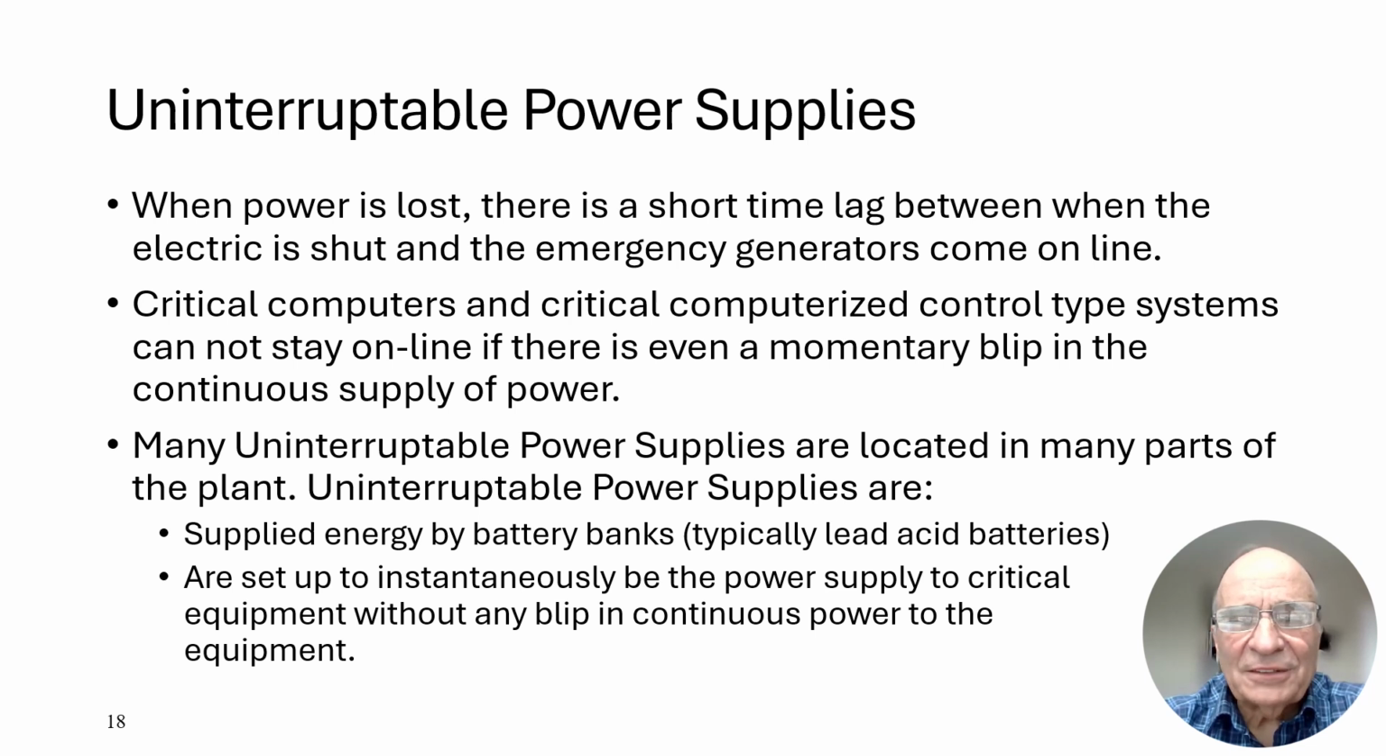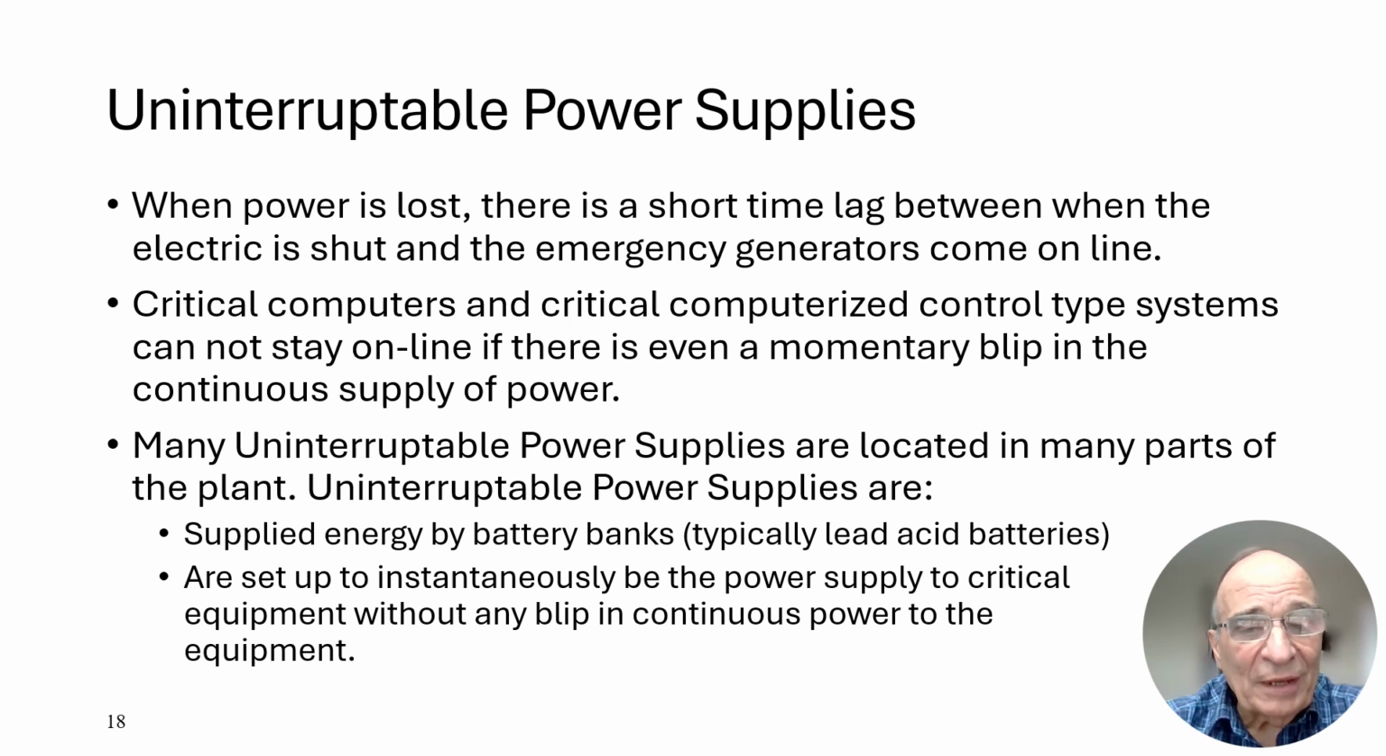Uninterruptible power supplies are critically important to the safe and reliable operation of an LNG facility. When power is lost, there is a short time lag between when the electricity is shut off and the emergency generators come online. Critical computers and critical computerized control type systems cannot stay online if there is a momentary blip in the continuous supply of power.